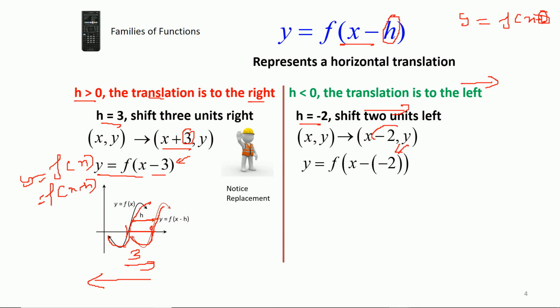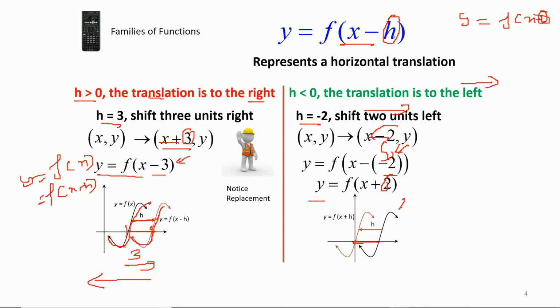You can say replacement. This is very important. This is showing that when we have y equal to f of x minus 3, here we have x minus of minus 2, so we have just replaced it with minus 2 in order to show that the translation is to the left. So now this function is nothing but y equal to f of x plus 2, sorry. So x minus of minus 2 is x plus 2, so now 2 units to the left.